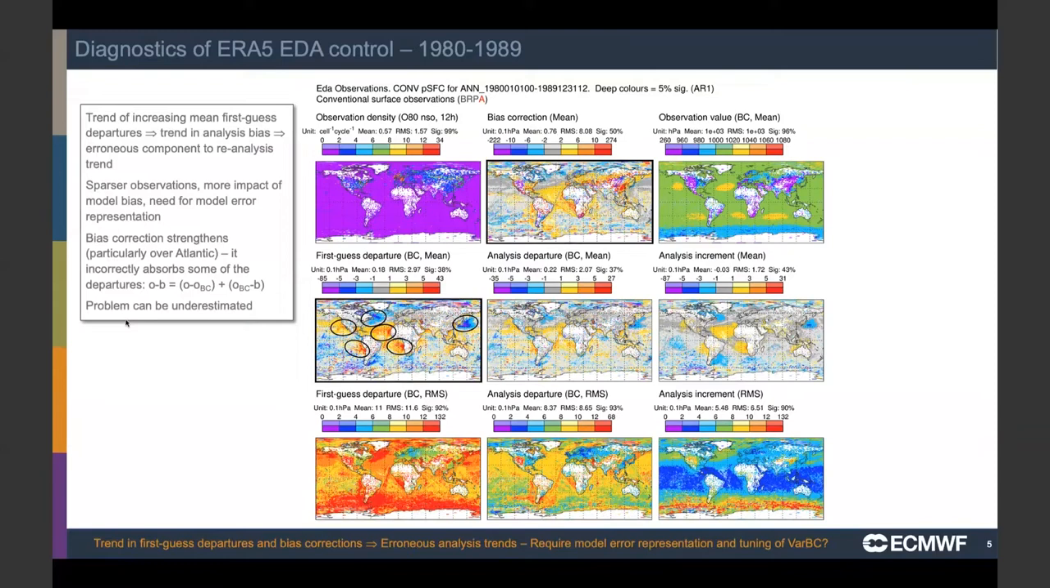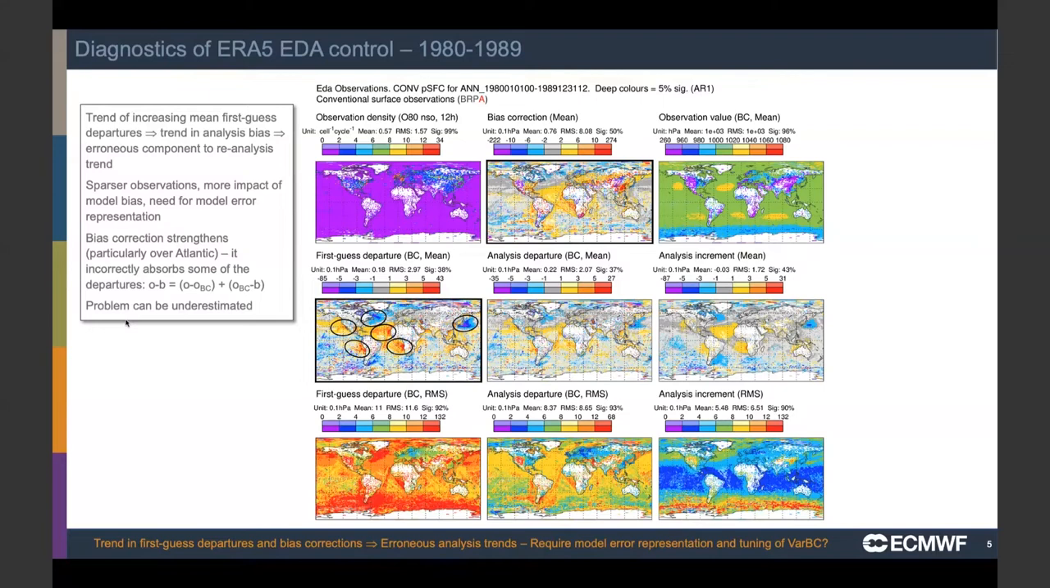So what is this saying? It's basically there's a trend in the mean first guess departures. And so there's likely then to be a trend in the initializing analysis for those background forecasts. So there's an analysis bias trend going back in time. And that's basically going to then lead to an erroneous component to the reanalysis trend. Whether that's significant compared to the sort of global warming trends or not is something to be evaluated. But clearly there is some erroneous trend associated as you go back in time.